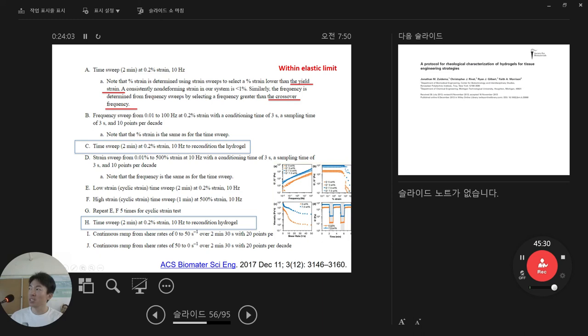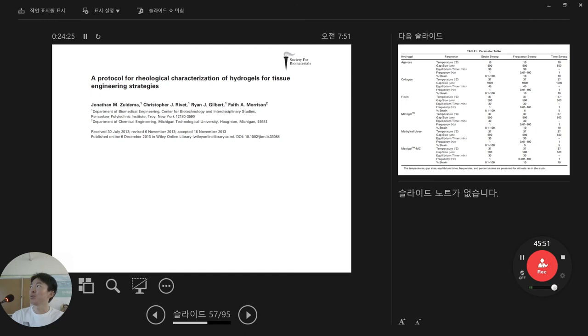More shear rate, more viscosity: shear thickening. But when you increase the shear rate from 0 to 50, the viscosity goes down. This is the meaning of shear thinning. Yeah, this is another example of measuring the rheology of hydrogel.